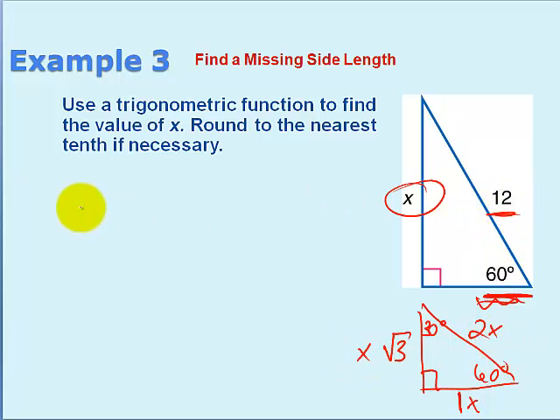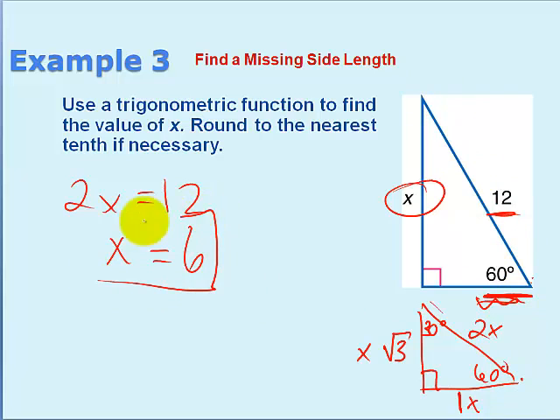So what we're really saying is that 2x is equal to 12. So x is really equal to 6 because 2x is the hypotenuse, and all we're doing is using similar triangles, which is equal to 12. So x is equal to 6.